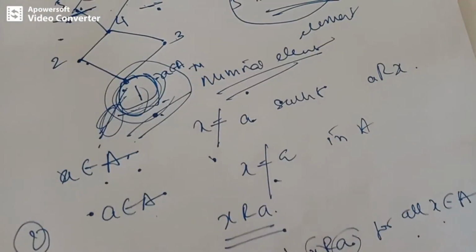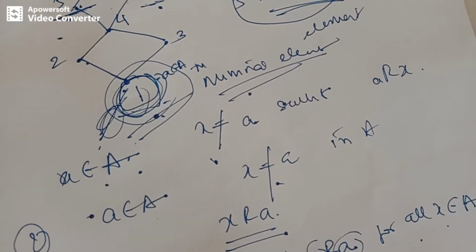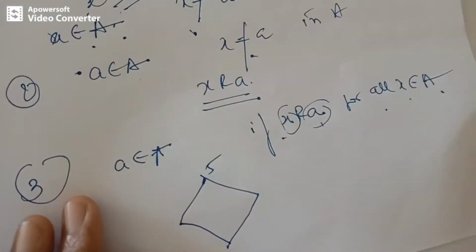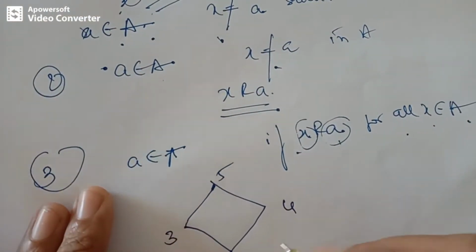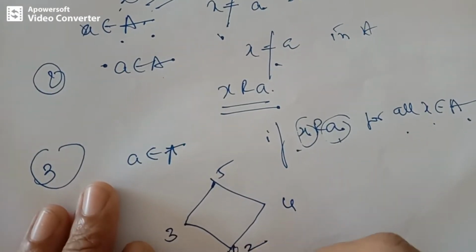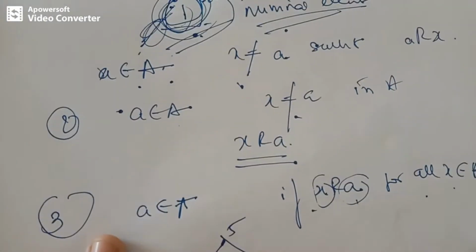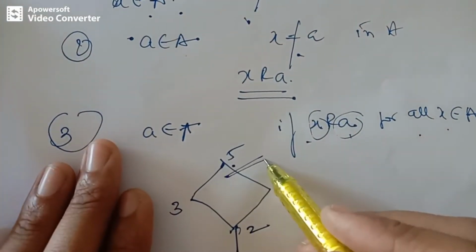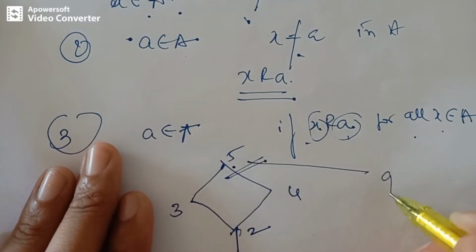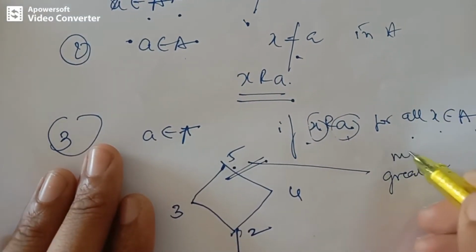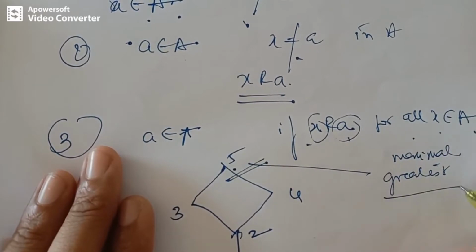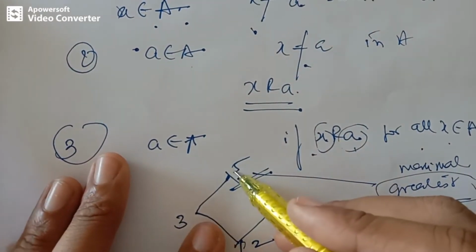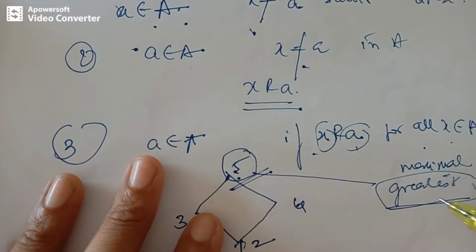But if I consider this graph, if I change the Hasse diagram to 5, 3, 4, 2, and let's say this is 1, here all elements are related to this element, is it not? Therefore this is the greatest element as well as the maximal element. According to the definition of greatest element, each and every element in the set must be related to that element. So therefore 5 is the greatest element.